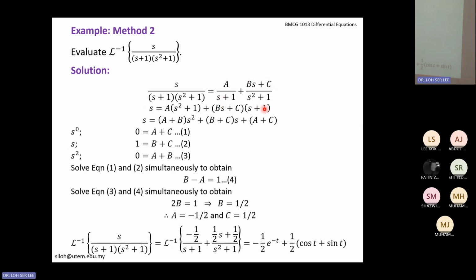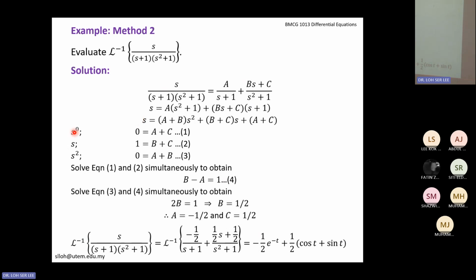When you get this, we categorize the terms for s squared. That means here you have to expand: bs squared plus bs plus cs plus c. This is as squared plus a. Then you categorize the one with s squared, the one with s, the one without s. Then we compare the coefficients from both sides.